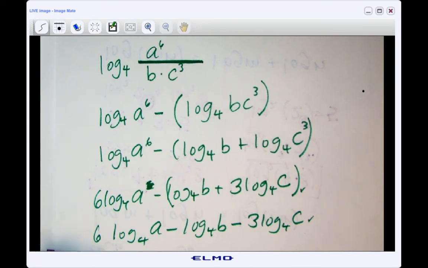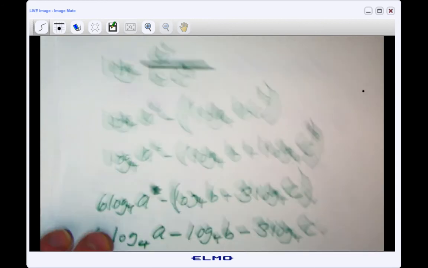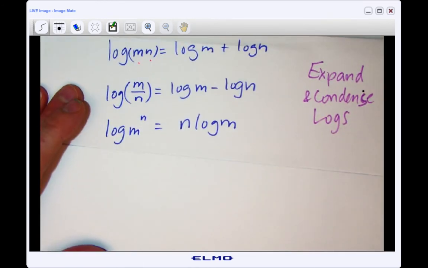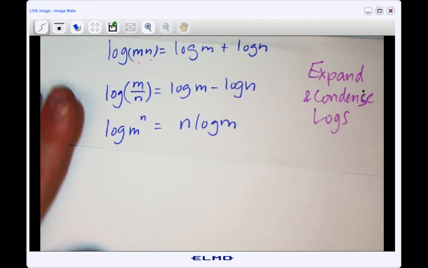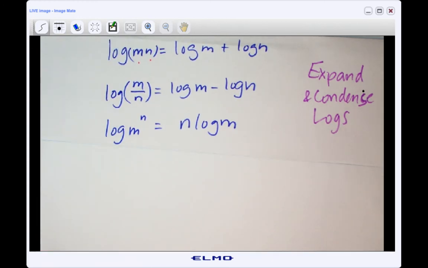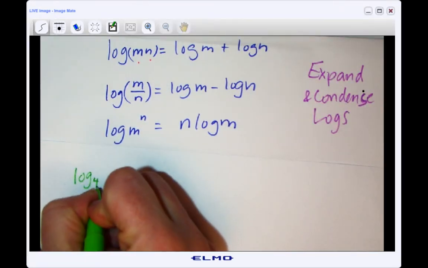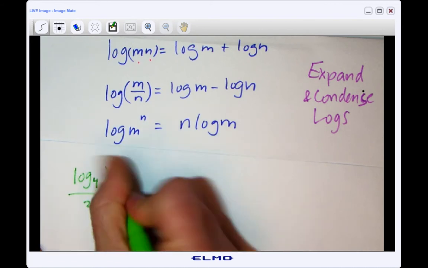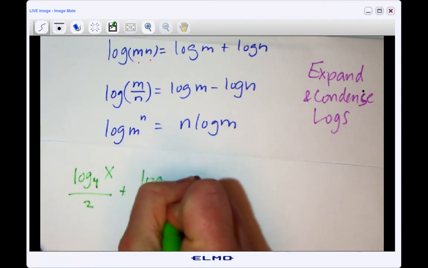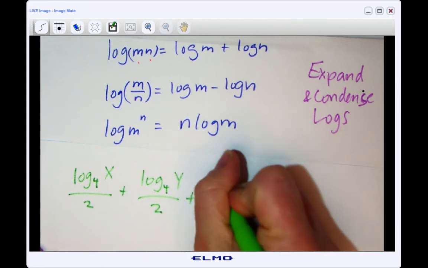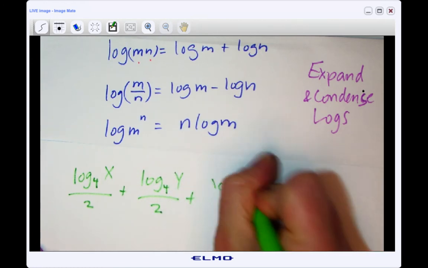Now let's go the opposite way. Let's condense. You ready? So I'll leave these rules here again, and we'll take one that's already expanded and put it back in condensed form. So let's take a look. Log base 4 of x over 2 plus log base 4 of y over 2 plus log base 4 of z over 2.